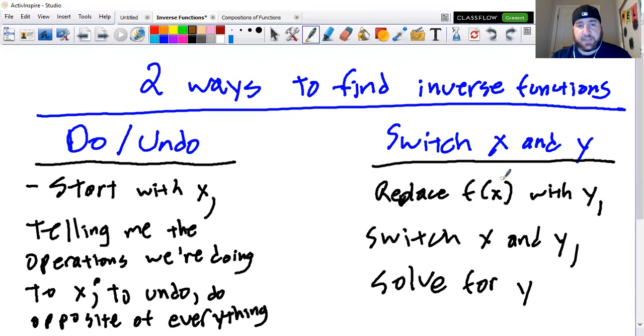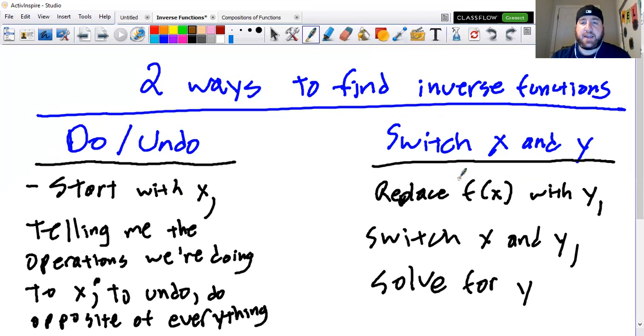If you're good with algebra, this is probably easier. This is definitely easier on some of the simpler problems, like the first problem I'm going to show y'all. When you get a little more complicated, honestly, do and undo, even if it's a little more writing, might be better for some of y'all. But again, that's up to y'all to judge.